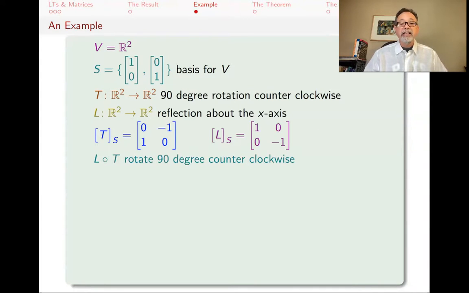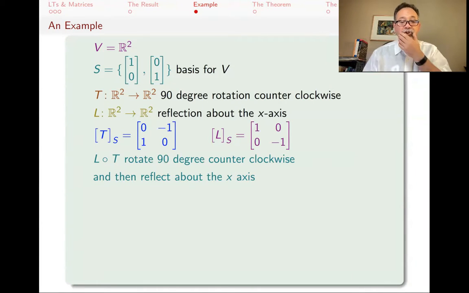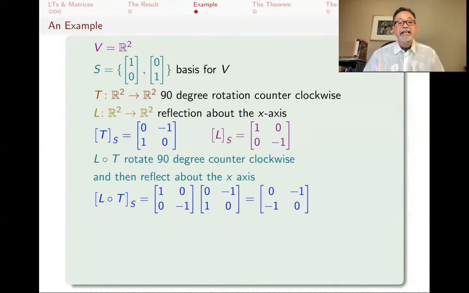L circle T says rotate 90 degrees counterclockwise and then reflect about the x-axis. And that's a linear transformation because it's the composition of two linear transformations. And what our result says, which we haven't proved yet but will in a second, is that if you want the matrix of this new composition, rotating 90 degrees counterclockwise and then flipping, you just have to multiply the matrix of L times the matrix of T, and you get this. So we just found the matrix of that.